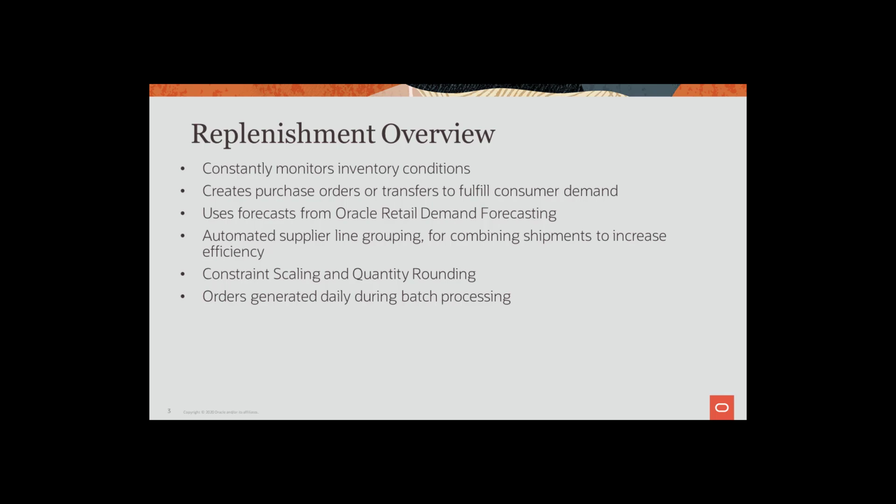Other key features of merchandising replenishment are forecasted demand from Oracle Retail Demand Forecasting, or RDF, which can be used to utilize more sophisticated methods of replenishing merchandise. Automatic line grouping to generate combined shipments for efficiency, and rounding and constraint scaling to create orders that are tailored to the particular demands of a supplier. Replenishment orders are generated during the nightly batch process.